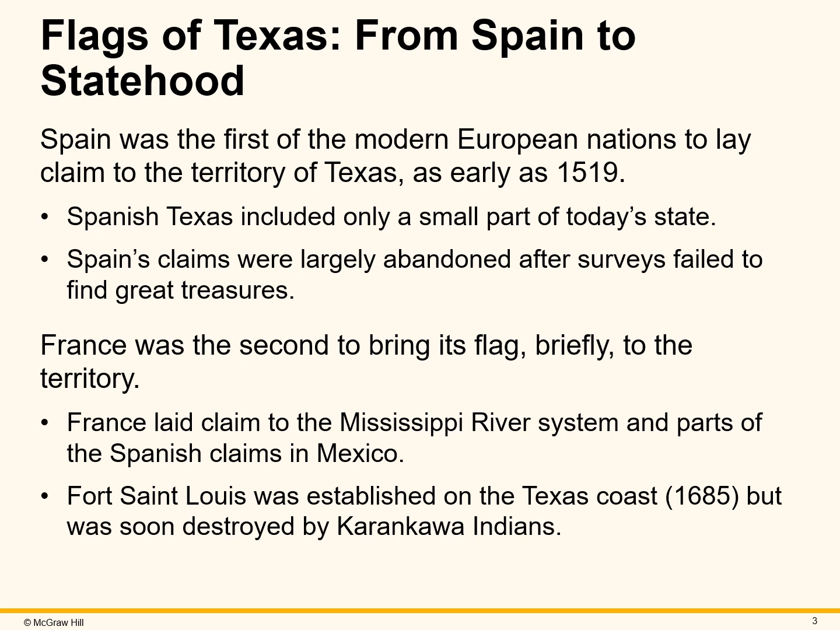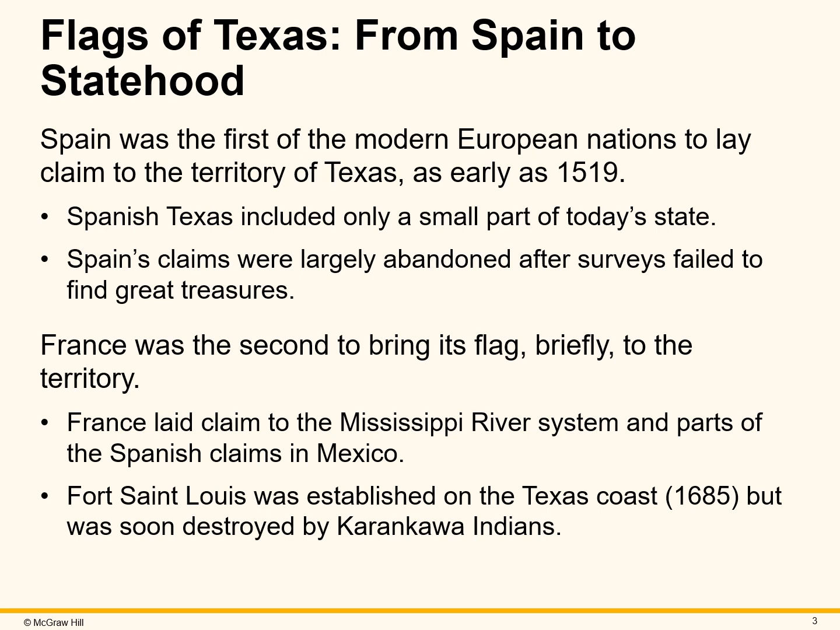The flags of Texas, from Spain to statehood. Spain was the first of the modern European nations to lay claim to the territory of Texas as early as 1519. Spanish Texas included only a small part of today's state. Spanish claims were largely abandoned after surveys failed to find great treasures.